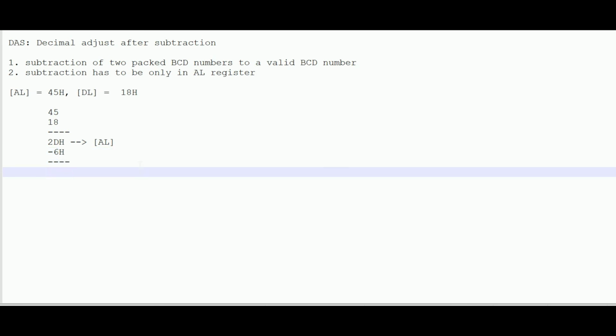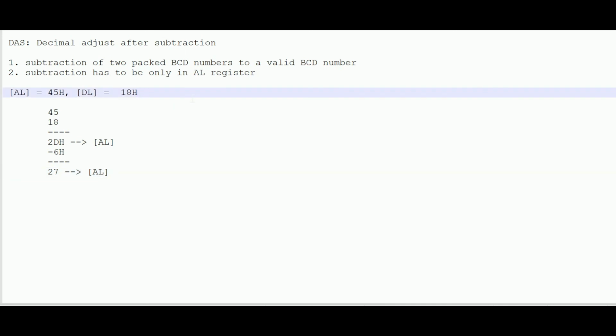If you subtract D minus 6, you will be getting 7, and 2 will be as it is. So 27 is the final answer, which is stored in your AL register. Now let us check the decimal equivalent. 45 minus 18, if it is considered to be decimal, will result in 27, and that is what we have got as the answer.